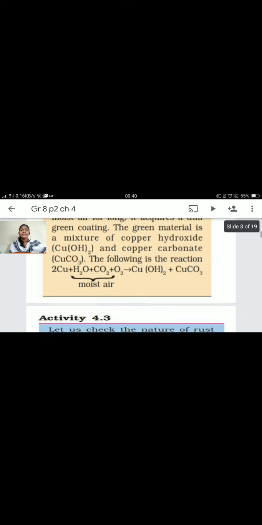Okay, let us see now activity 4.3. Now what you have to do is check the rust which is formed as a result of the reaction of iron. Okay, so let me tell you what you have to do. You will need iron rust. We already have the window, which is rusted, and it is already rusting.